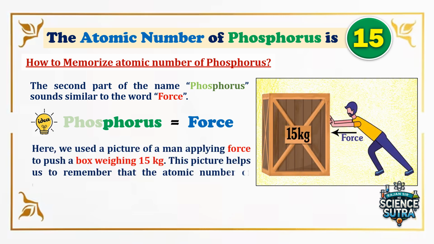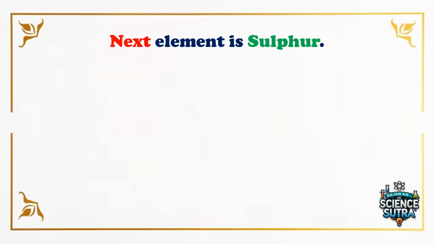Here we used a picture of a man applying force to push a box weighing 15 kg. This picture helps us to remember that the atomic number of the element phosphorus is 15. You can clearly see that a man is pushing a box weighing 15 kg. He is applying his force, and the relationship is maintained: force, phosphorus, 15 kg. Just remember these things and you will memorize the atomic number. It's very easy.